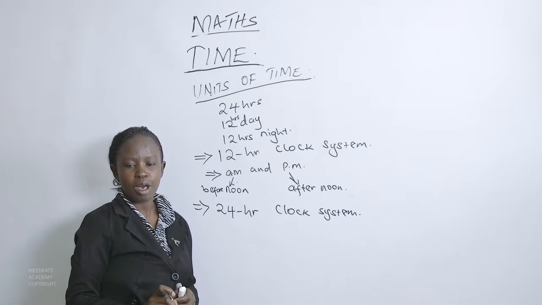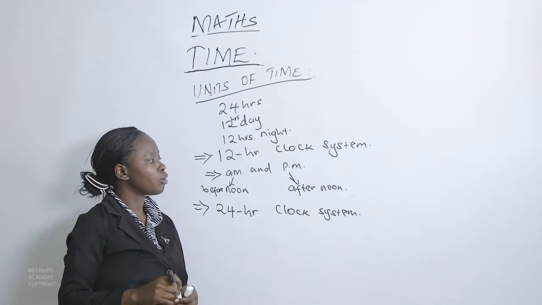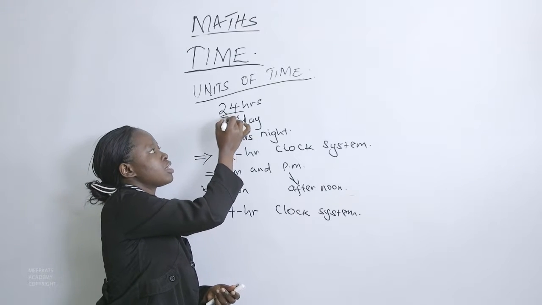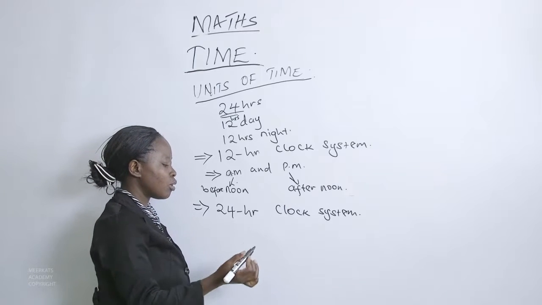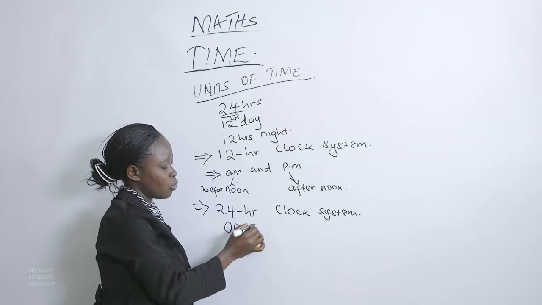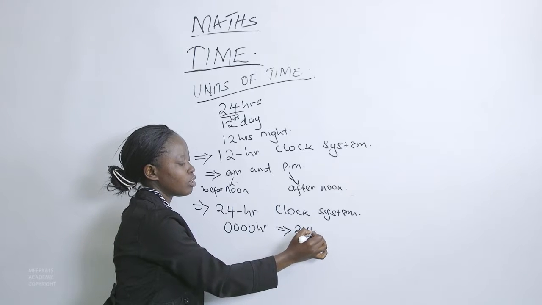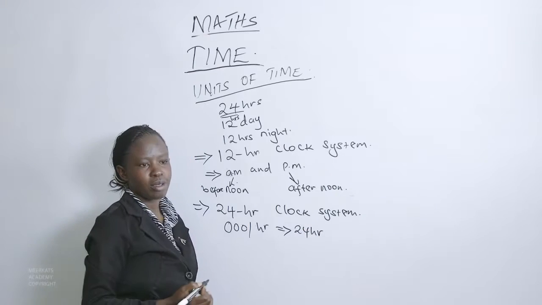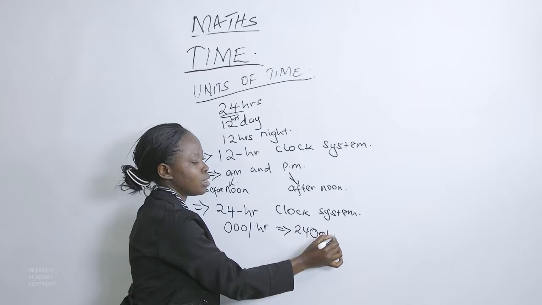With the 24-hour clock system, we are counting the number of hours in a day. We are not indicating the AM and the PM. We know that the number of hours in a day goes all the way to 24 hours. So we are counting all the way from 0000 hours to 24 hours, from the time it is 1 minute after midnight to when we come back to midnight.